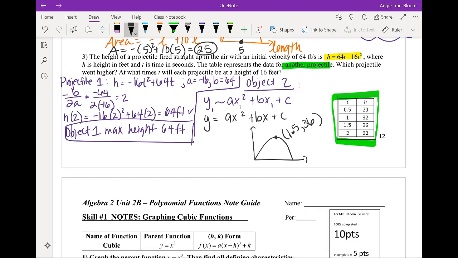Now, the second half, we're going to do object 2 first before we go to object 1. It says, at what times t will each projectile be at a height of 16 feet? In your Desmos, which is object 2, I want you to move your cursor to when the height is 16. And I want you to give me the time. So would you agree that there are 2 locations in object 2 where the height is 16? Okay, move the cursor over. Give me the first one. Write in your notes. So this is all Desmos.